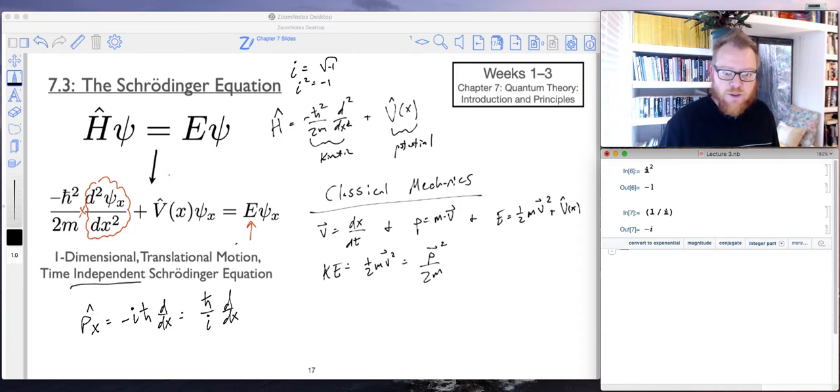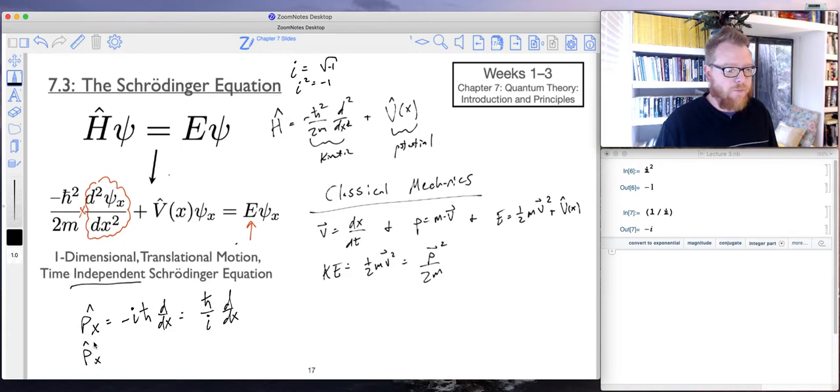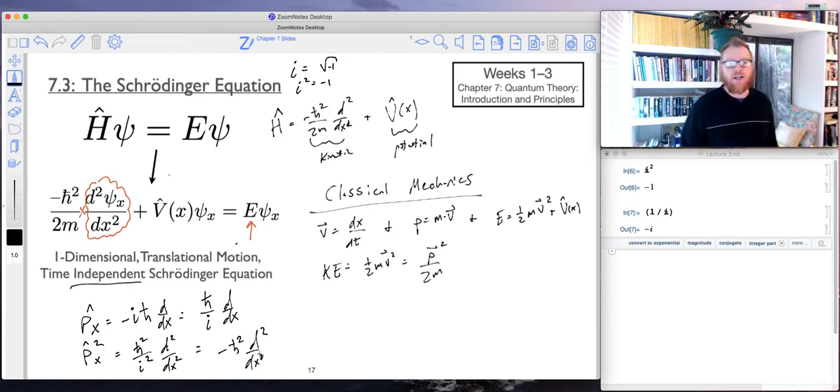And so then I will also say, because we know that the kinetic energy is going to be momentum squared, if I square the momentum operator, and I'm going to square this version of it, that's going to be h bar squared over i squared. And then I also square the derivative, so I get the second derivative, okay? And now we know that that is going to be equal to negative h bar squared times the second derivative with respect to position x.